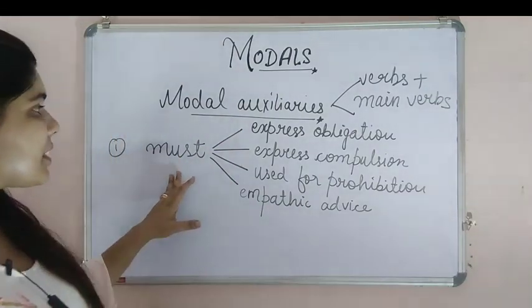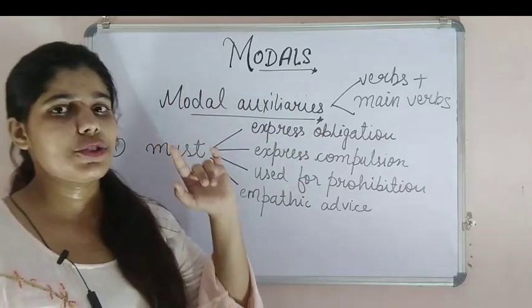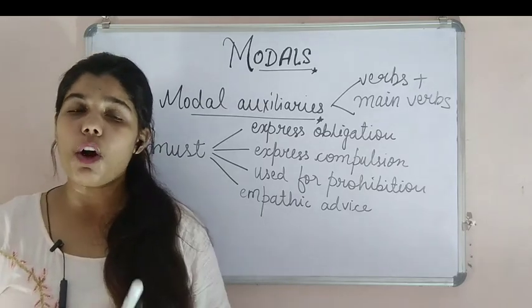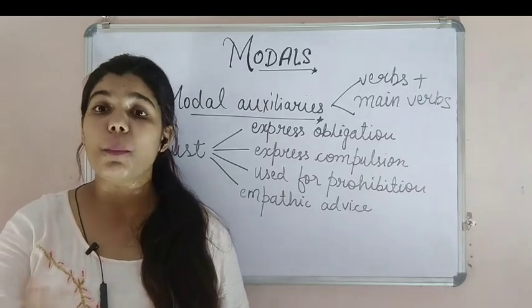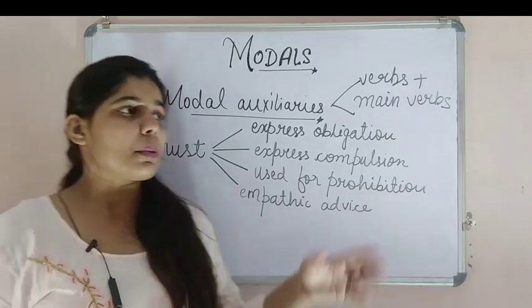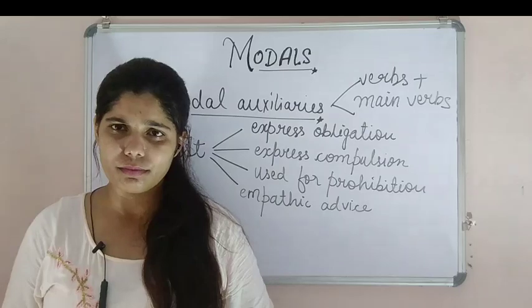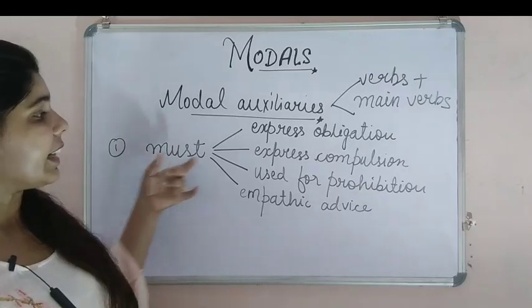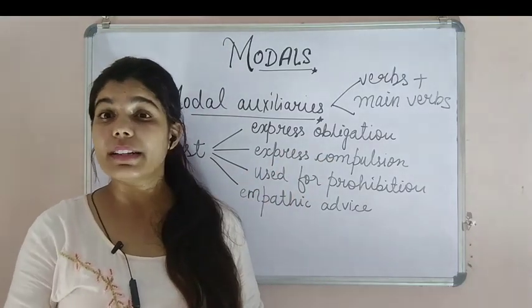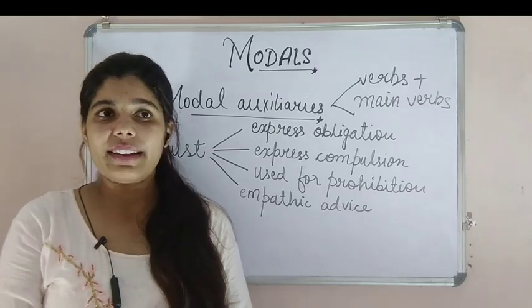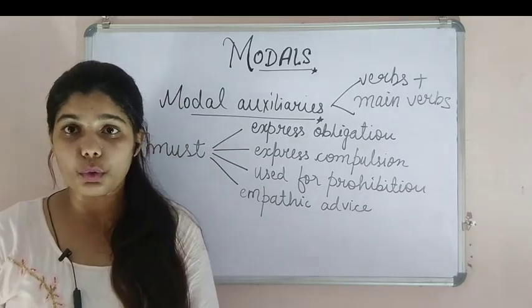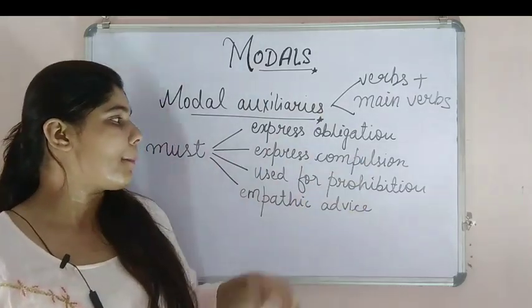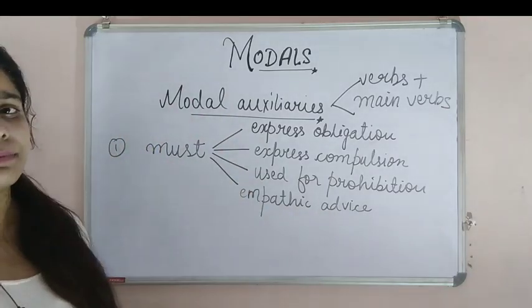Let's have a look. First of all, must is used to express obligation. In simple words, obligation is something that must be obeyed. Suppose I say, she must obey her parents. This is what we are showing, an obligation, so in that case we use must. Secondly, it is used to express compulsion, something that is very much necessary to be done, or like ordering, where someone is ordering someone to do something. That is also a compulsion, and there we use must.